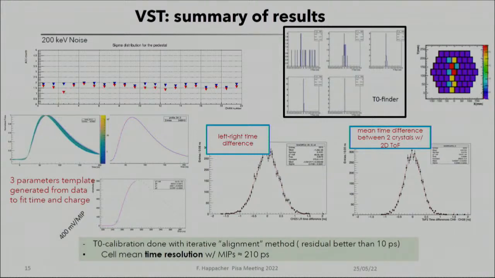And we also exercise in T0 finding. And here you can see the time distribution, the time resolution obtained with Cosmix that gives us a cell mean time resolution of around 200 picoseconds. So it's already very good with MIP.